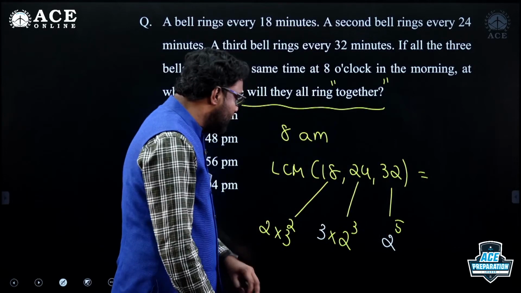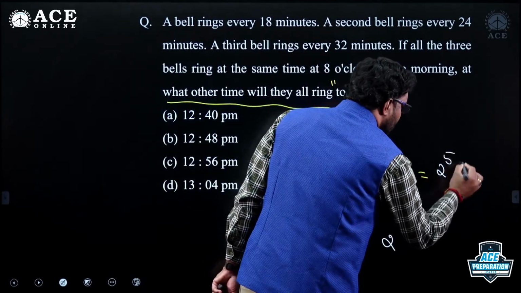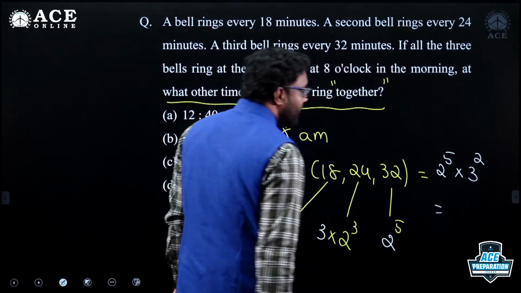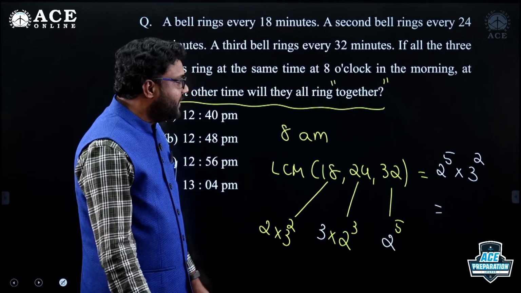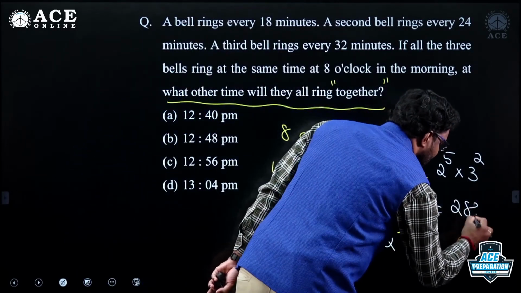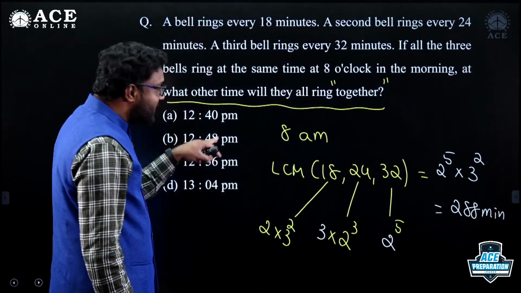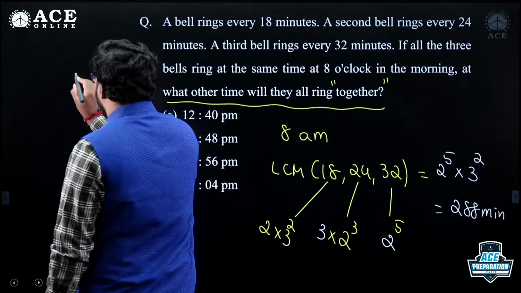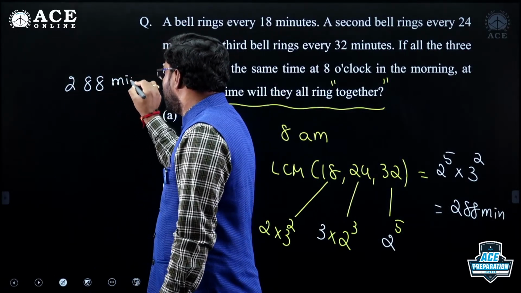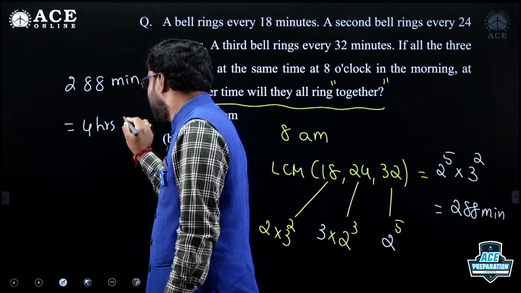For 2 the highest power is 5. For 3 the highest power is 2. So 2 power 5, 32, into 9. If we go ahead with this, my dear friends, you get 288 minutes. But here they convert into hours and minutes. 288 minutes, we know, is nothing but 4 hours and 48 minutes. We can split it as 240 minutes, 4 hours, and 48 minutes.